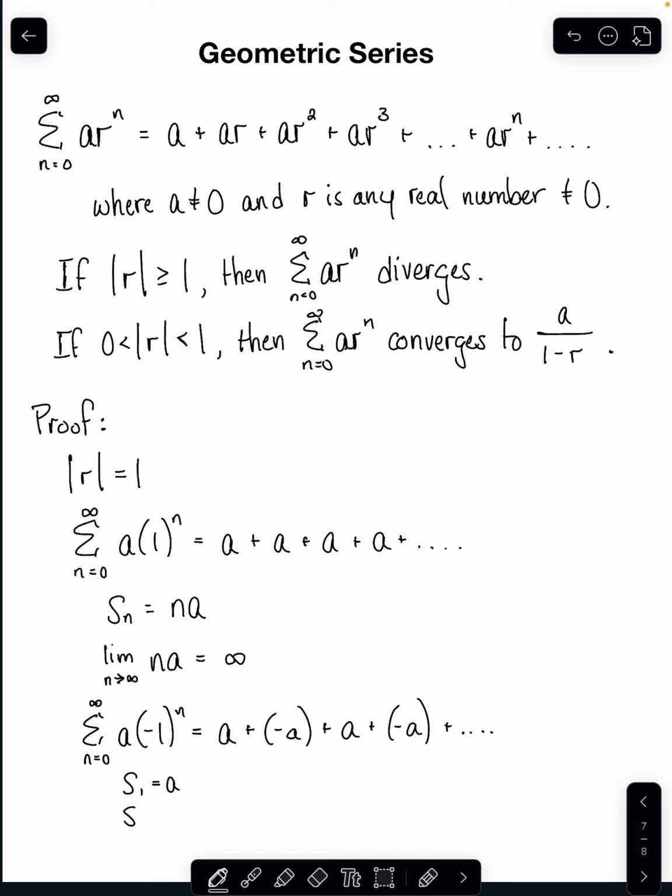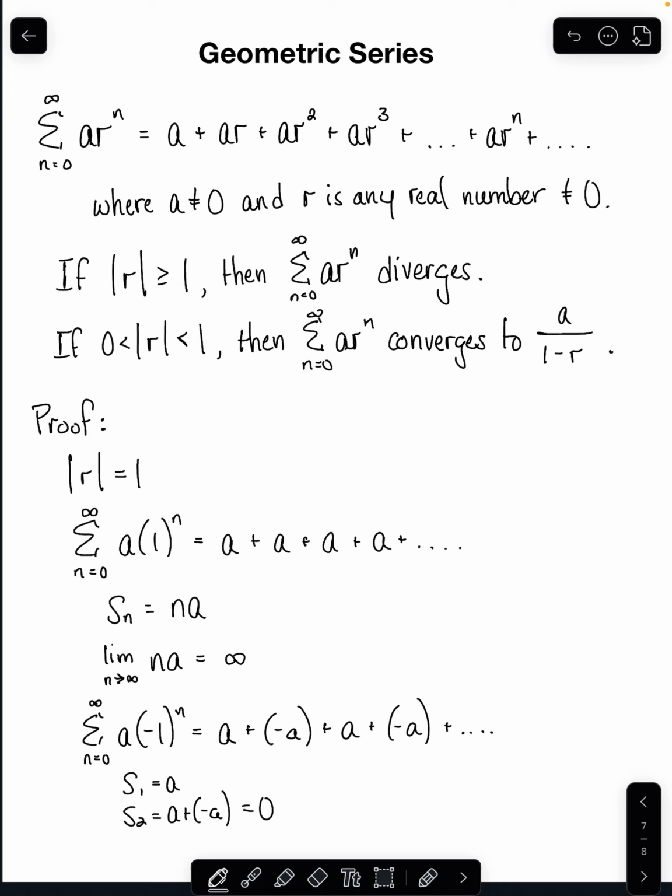S sub 1 would simply be a. S sub 2 would be a plus negative a, which is 0. And then S sub 3 would introduce another a. And then S sub 4 would introduce a negative a to cancel that out. So in this case, the series diverges because the sequence of partial sums does not approach a unique value. These partial sums alternate between a and 0.